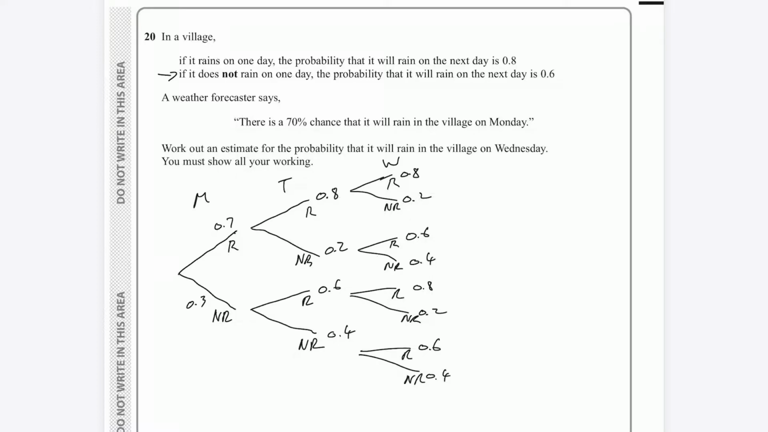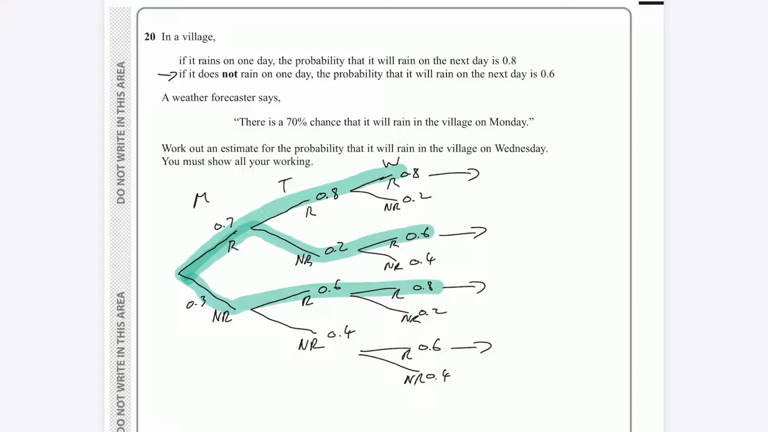So essentially, we're interested in days it will rain. So that would be this one, this one, this one, this one. And if I just follow the tree diagram through, for the first case, it would be that. For the second case, it would be that. For the third case, it would be that. And for the final case, it would be that.